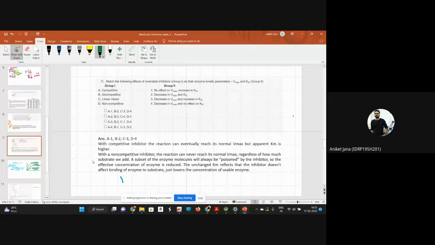So from the graph, I have already shown the scenario in the case of competitive and non-competitive inhibition. By comparing the other possible options, only A is the right one. In competitive, no effect on Vmax and increase in Km; in uncompetitive, decrease in Vmax and Km. In mixed, decrease in Vmax and increase in Km; and in non-competitive, decrease in Vmax and no effect on Km. So the first option is the right one.